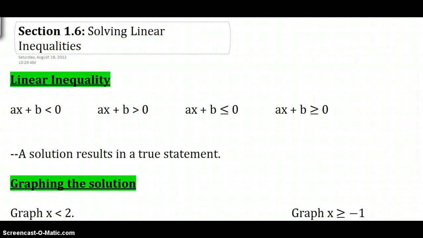Section 1.6, we're going to talk about solving linear inequalities. A linear inequality is something that looks like any of these. It has the symbol less than, greater than, less than or equal to, or greater than or equal to. The only difference between an inequality and an equation is an equation has an equal sign, an inequality has an inequality sign. And a solution to an inequality results in a true statement. So the solution is anything that makes your inequality true.